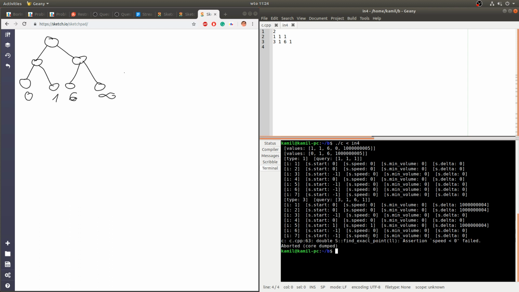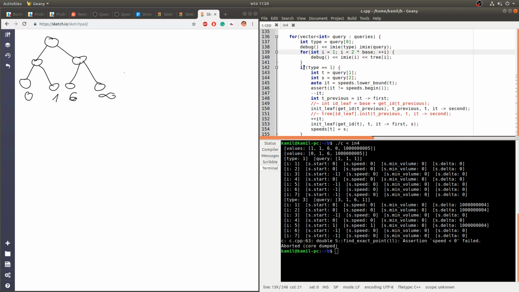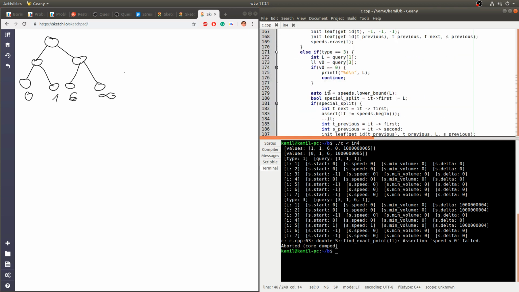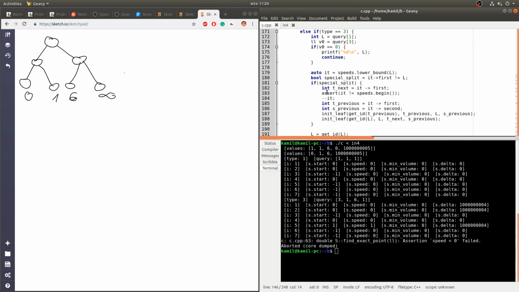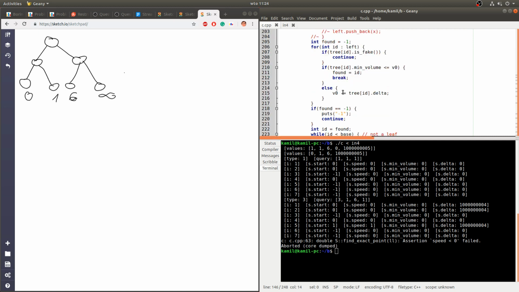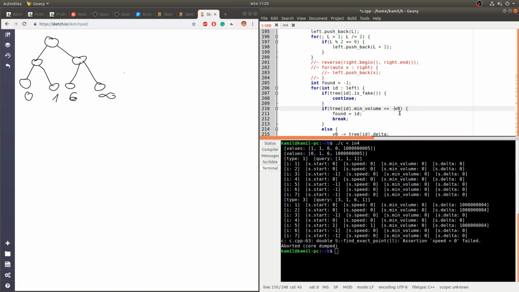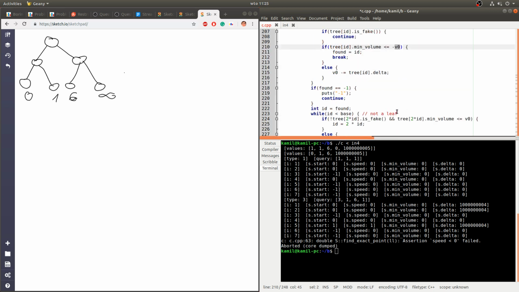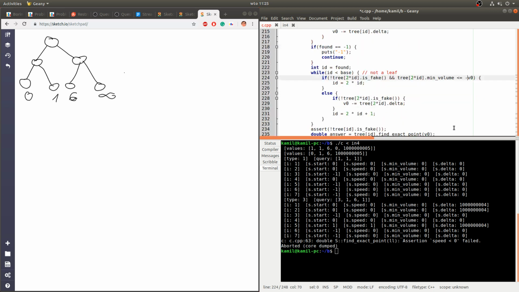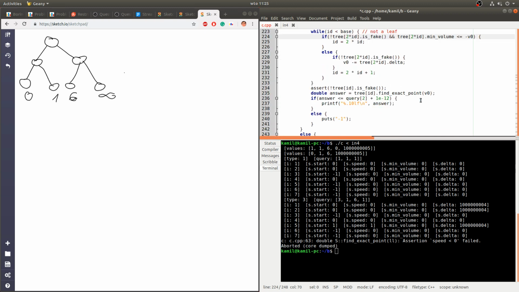Wait, assertion speed smaller than 0. But what about this? I think I see a mistake. What if the answer is -1? Minus volume smaller equal. It should be smaller equal minus V0. So if V0 is 5, then I need to get minimum volume -5 or smaller. Here as well, minus V0. And that's it.